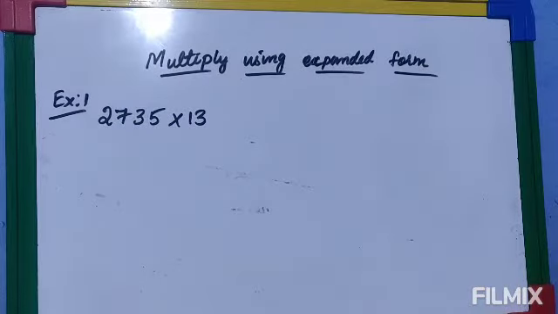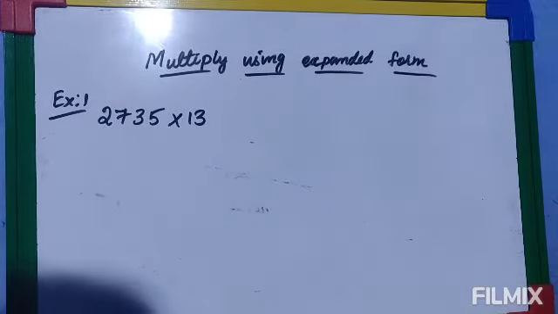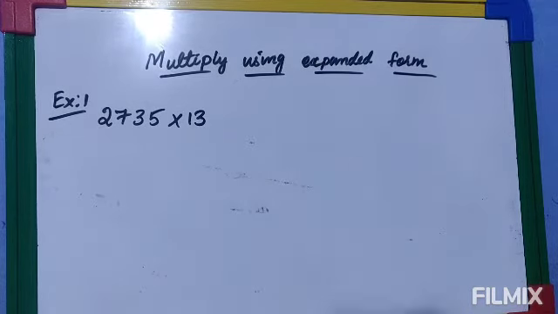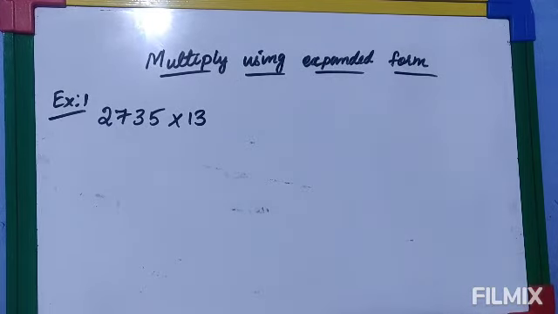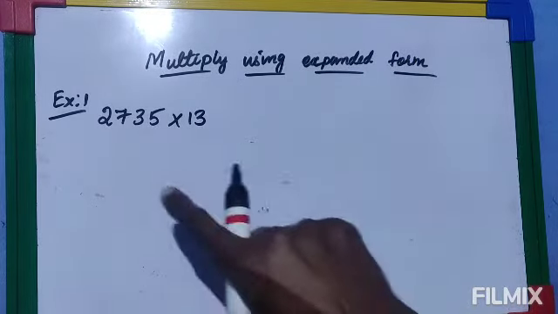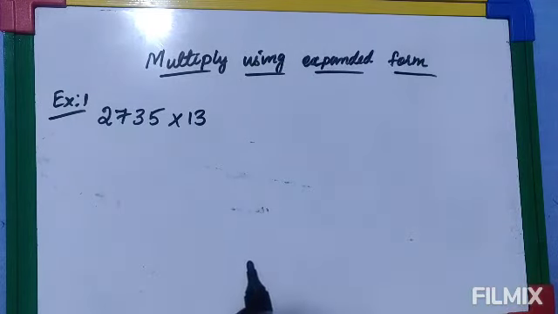Good morning, children. Today we are going to learn multiplication through expanded form. Again, multiplication of three digits, again the lattice method. So these three things we are going to learn. So let's listen here. So here, 2735 multiplied by 13.